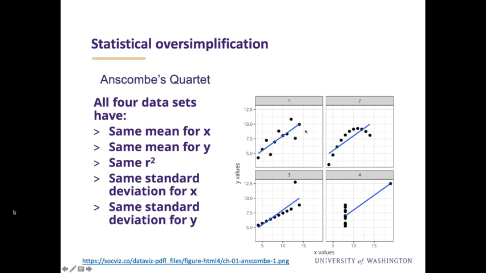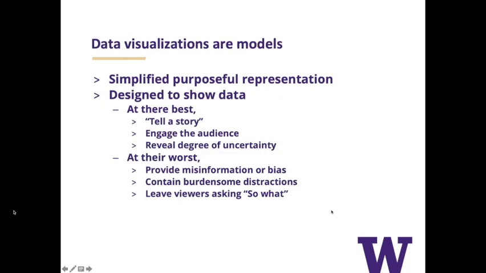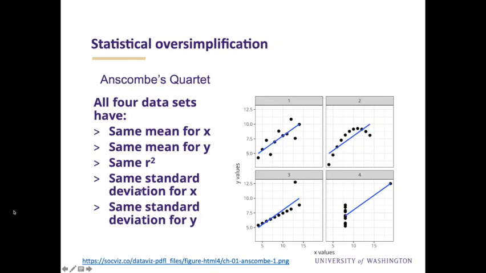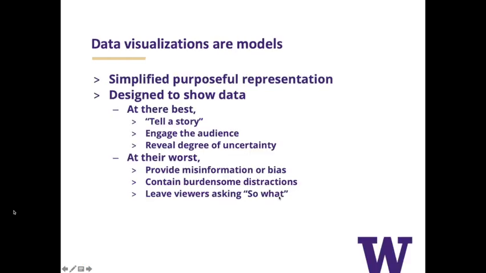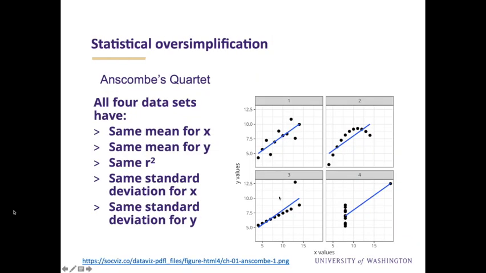They would also have the same r squared value, which helps to see how correlated these are by reducing the amount of error. They also would have the same standard deviation for x and the same standard deviation for y. But as you can see, they are not the same data. They are, in fact, very different sets of data. And because of that, we need data visualization to help uncover the patterns that we see.